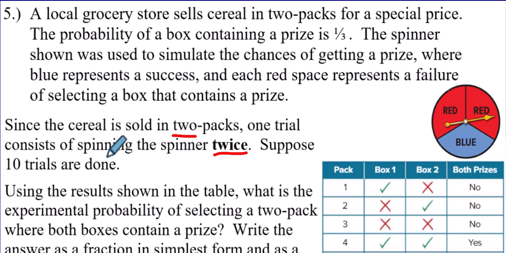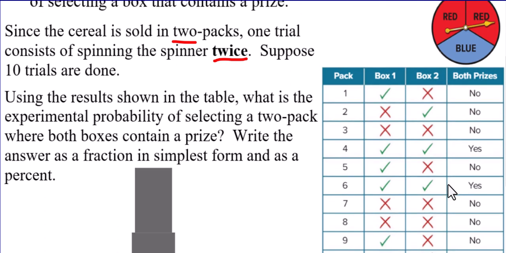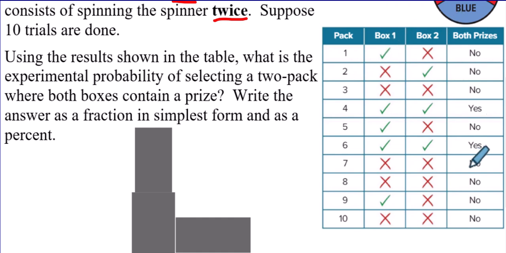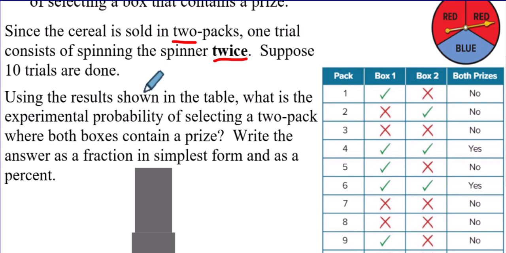Suppose 10 trials are done. And ladies and gentlemen, if you look here at this table, here are the results of those 10 trials. Using the results shown in the table, what is the experimental probability of selecting a 2-pack where both boxes contain a prize? That, ladies and gentlemen, is key. Because if you thought that only 1 box is what this problem wants, no. We want it so that the 2-pack where both boxes contain a prize.